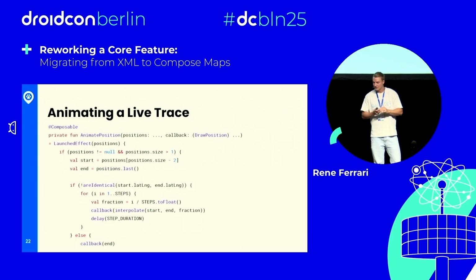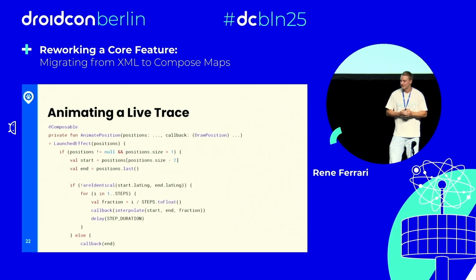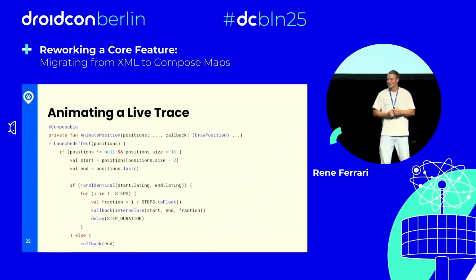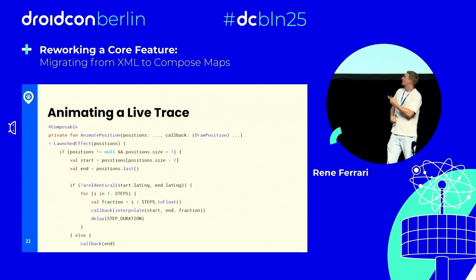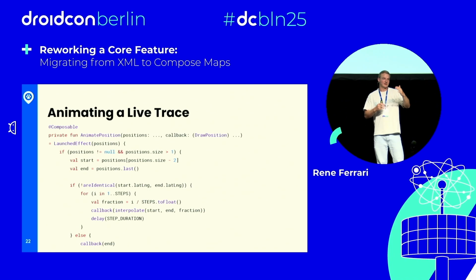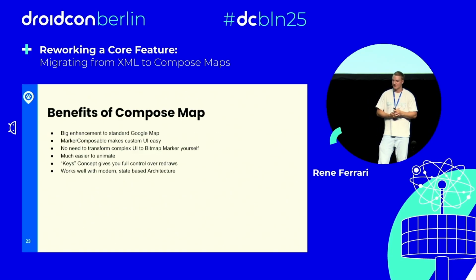And here again, the code is simple. I could probably change the for loop, but the most important part is that with the callback, I call my interpolate function to calculate the next position, and the callback then gets back to the regular Google Map composable content where I update the actual pin position. That's how I solve this.